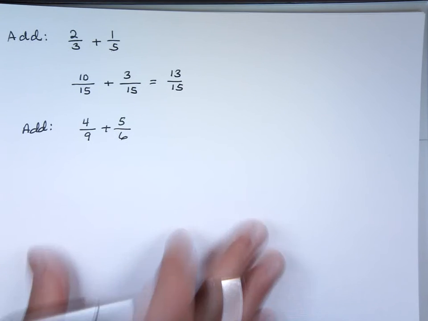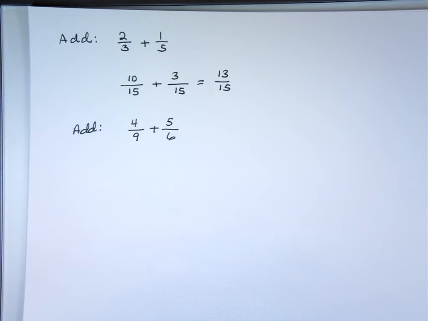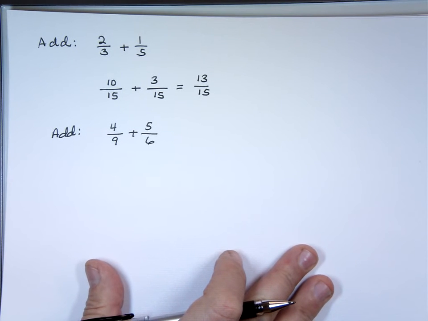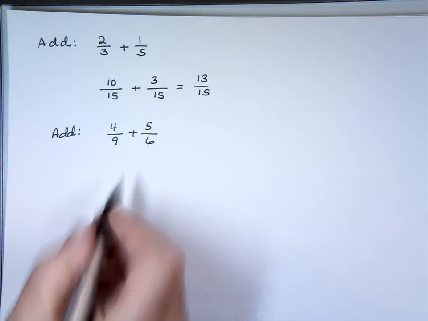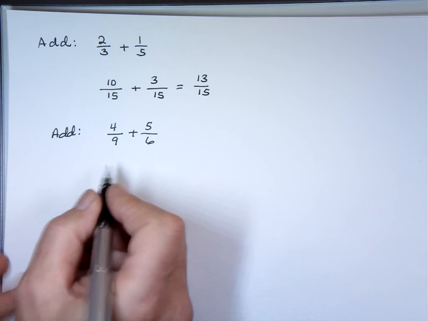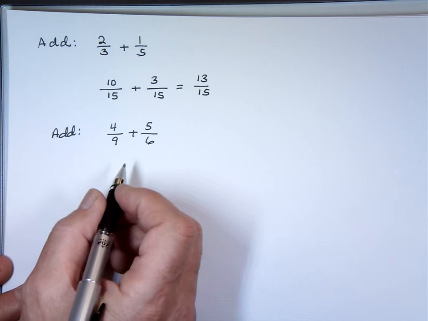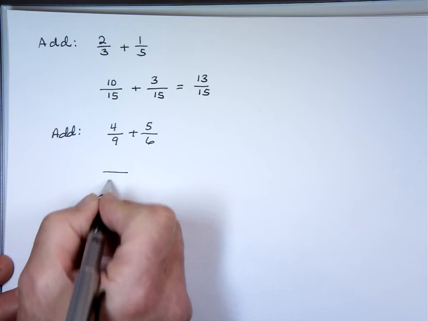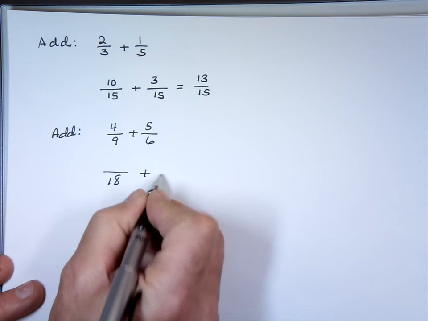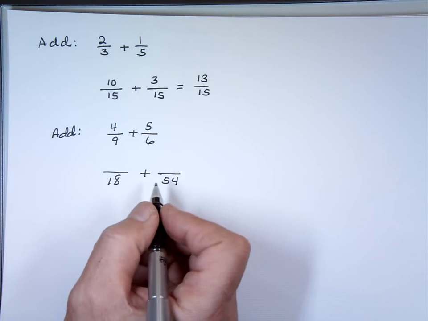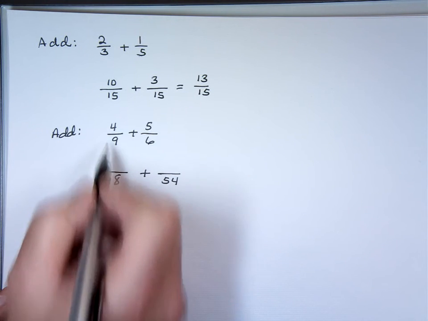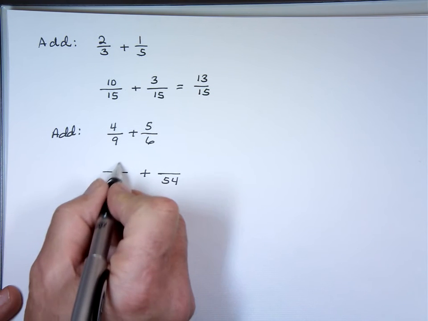Another addition problem. My LCD here is what? There's one before the 54. 18, yes, Brittany. You can do the 54, it will work, but it's not the LCD. It's a common denominator. So you multiply this by 2 to make it 18. What's 2 times 4? 8.